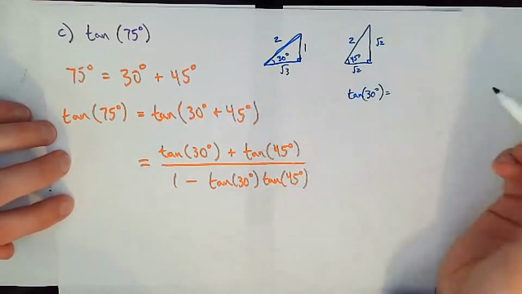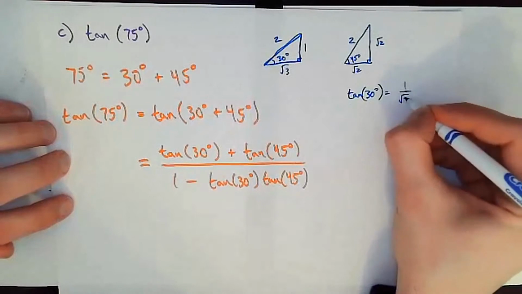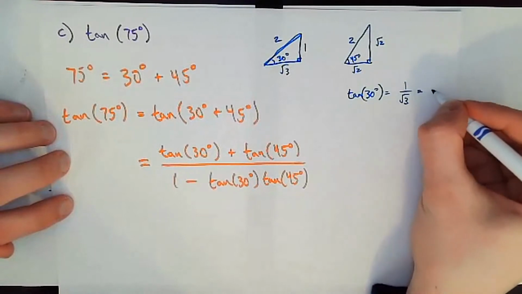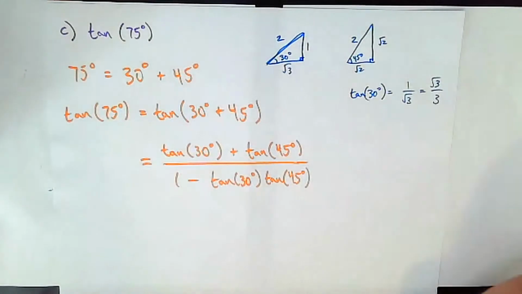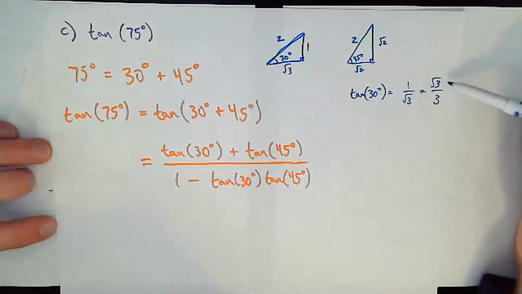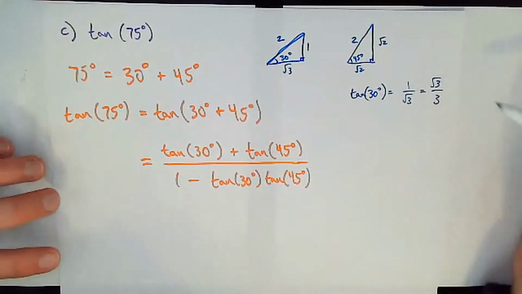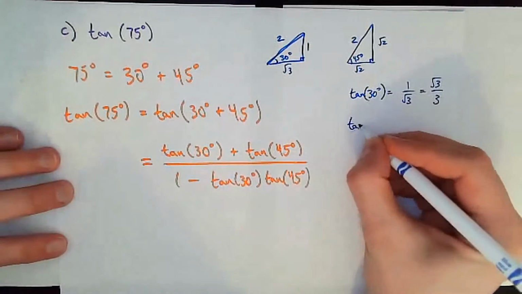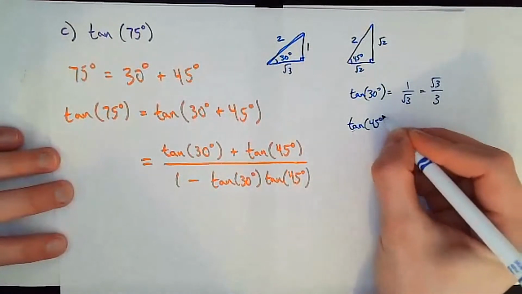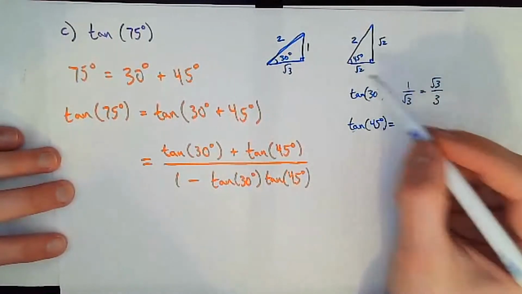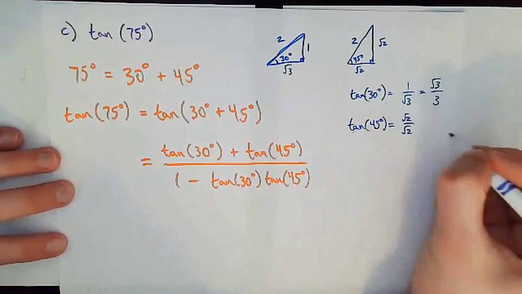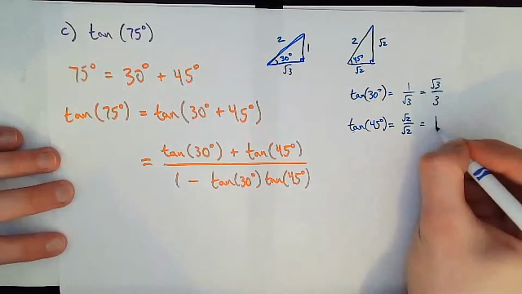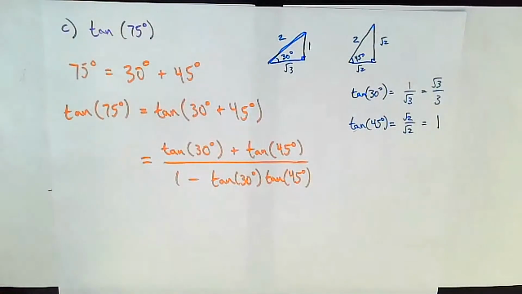Tangent is opposite over adjacent, so that's giving me 1 over square root of 3, which I also know can be written as square root of 3 over 3 if I want to rationalize the denominator. That's probably what I'll use, square root of 3 over 3. Now tangent of 45 degrees is going to be opposite over adjacent. That's square root of 2 over square root of 2. That's just 1. That's nice. Just a 1 there.